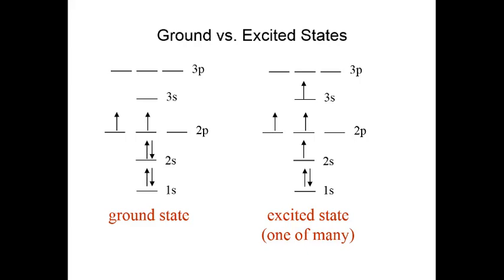Notice that an electron has been promoted from the 2s to the 3s orbital. Yes, it has also changed its spin, but the mere fact that the 2s orbital is half-filled and there are electrons in higher energy orbitals tells us this is an excited state.